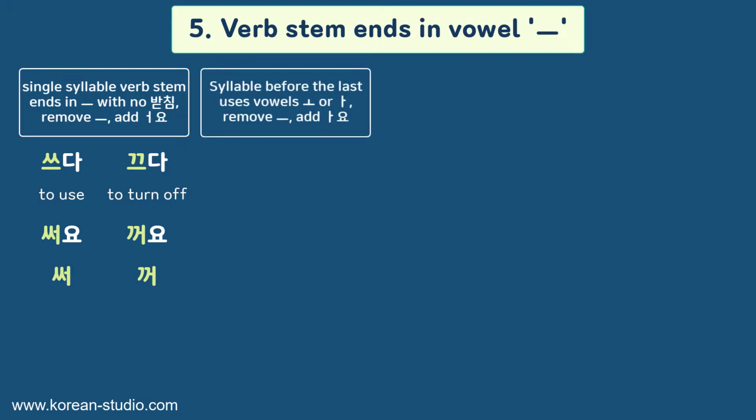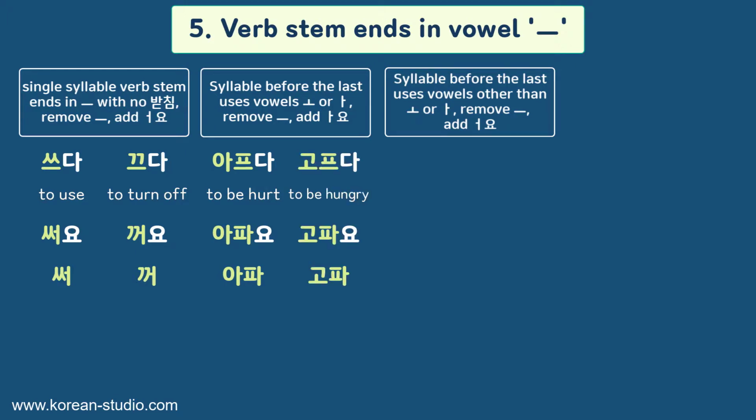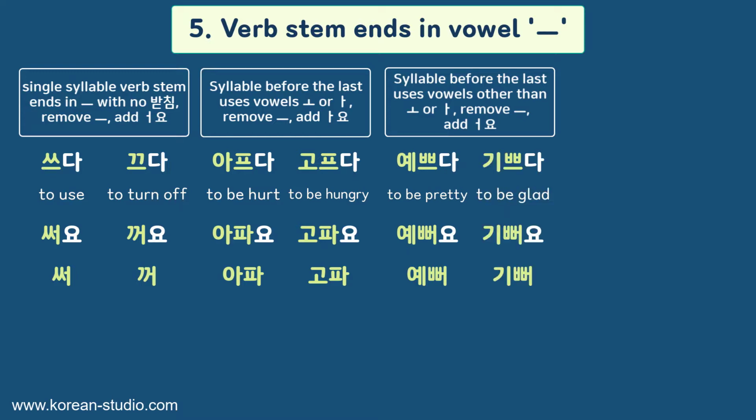So if the syllable before uses the vowels 오 or 아, we add 아요. But if the syllable before uses a vowel other than 오 or 아, then we add 어요. So 아프다, to be hurt, becomes 아파요. 고프다, to be hungry, becomes 고파요. On the other hand, 예쁘다, to be pretty, becomes 예뻐요, and 기쁘다, to be glad, becomes 기뻐요.